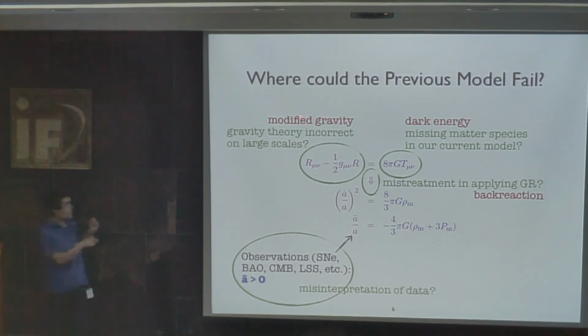Another possibility is that probably the left-hand side of the Einstein equation is incomplete. I wouldn't call it wrong, but it's possible that on very large scales, what we know, what we have tested on small scales may not apply. If you remember, GR has so far been tested only on small systems like the solar system. So it's not guaranteed that on large scales it should still look like this.